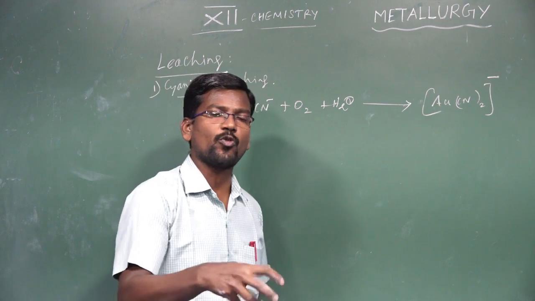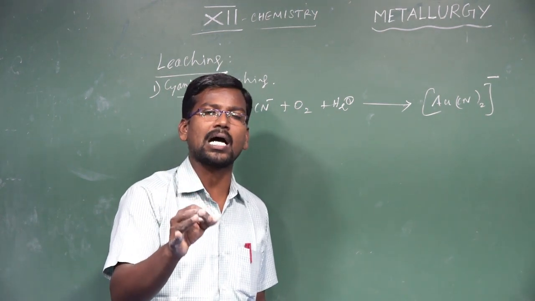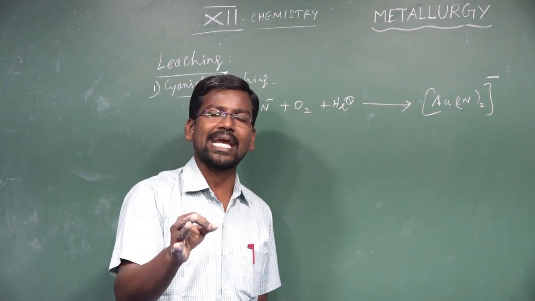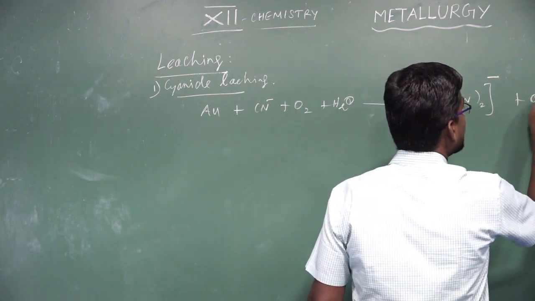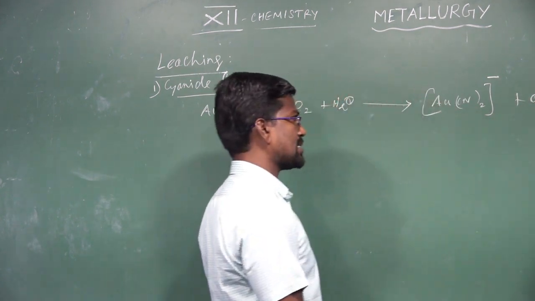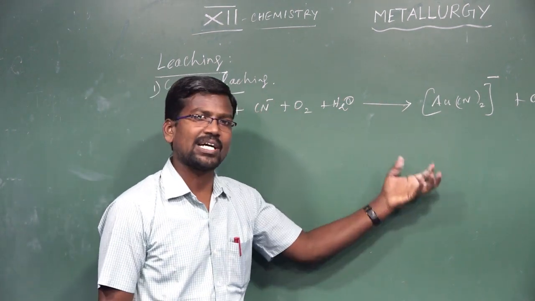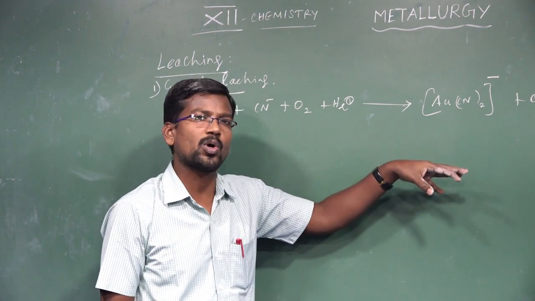What is the conc formed in this process? The aluminosilicate conc remains insoluble. The aluminosilicate conc is removed as a waste, and OH minus ions are formed. The next one, the gold metal is recovered from the aurocyanide complex compound, which is treated with zinc dust.